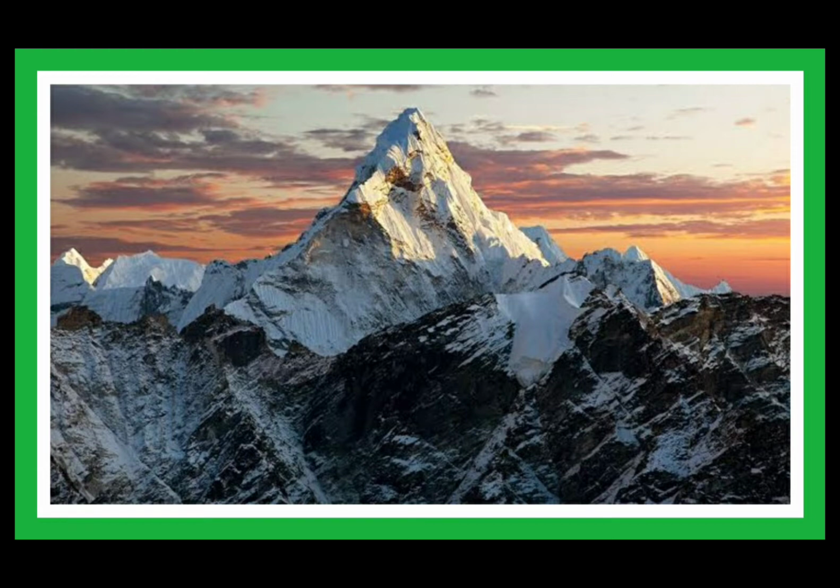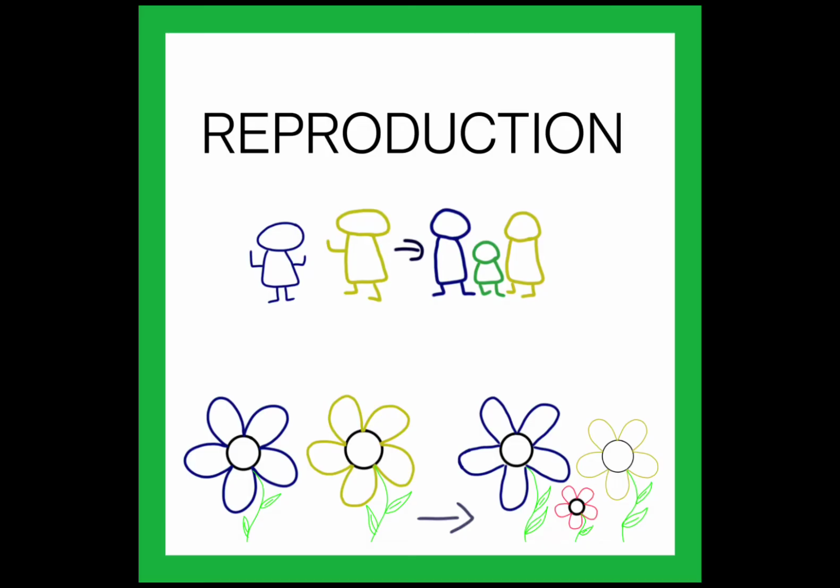The second characteristic is reproduction. Reproduction is the process of production of progeny similar to the parents. Here the parents give birth to the young one, a plant gives birth to a similar plant. So reproduction is a process of production of progeny similar to the parents. There are basically two types of reproduction called asexual and sexual reproduction.